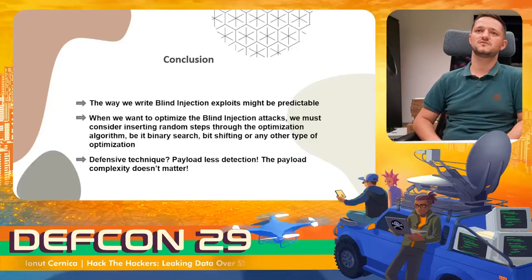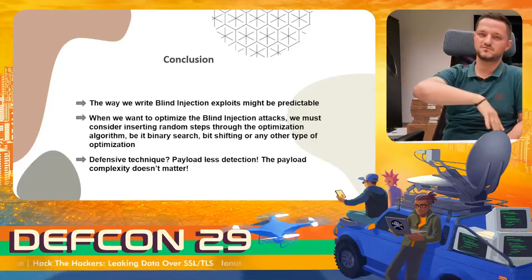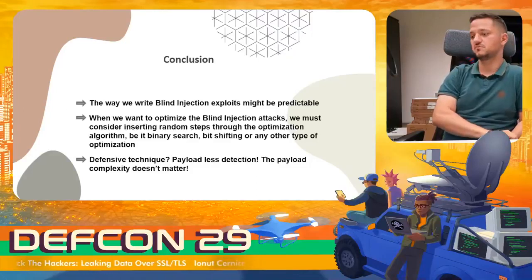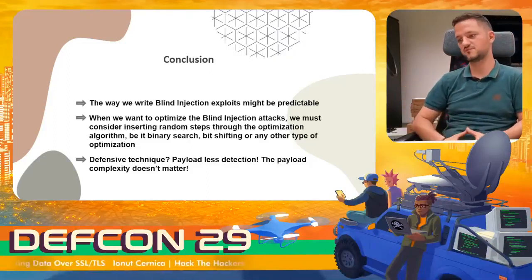They will need full optimization. They want to take the data as fast as possible. So maybe it can be feasible as a defensive technique. Even these problems with blind injection will be known from today.